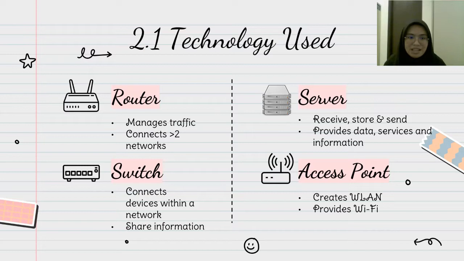And lastly, access point. An access point creates a wireless LAN in a building or an office, and this access point connects to a wired router, a switch, or a hub using an Ethernet cable and provides a Wi-Fi connection. For our network, the access point is connected to the second switch, which will be explained later on the next slide.